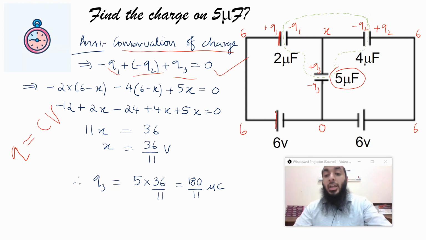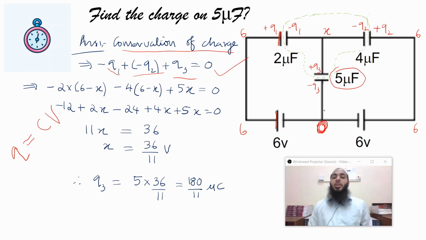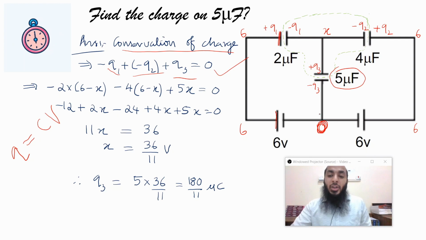By the way, how did we get this 6 and all? One of the points we take as potential 0, just like in mechanics, where we usually take gravitational potential energy as 0 at the ground. That's the datum. So just like that, we have taken this point as the datum. So this is the point where 0 volt is present.